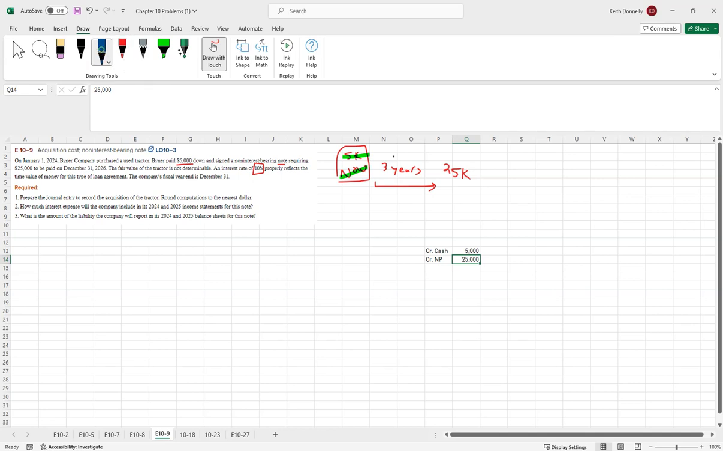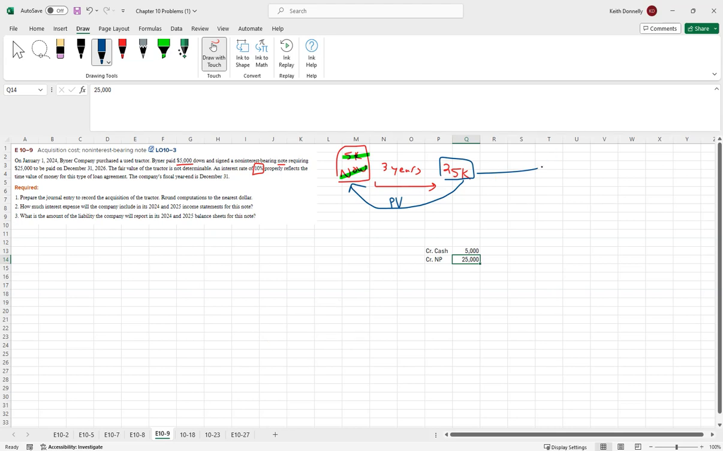This 25 grand, that's in 3 years from now. So we got to shrink that down to the present value in order to value the tractor in this case. So the tractor will be the 5 grand plus the present value of this 25 grand. So what we're going to do here, the time value money tables aren't here, but if you were doing the homework or it was on the exam, they'd be given to you.